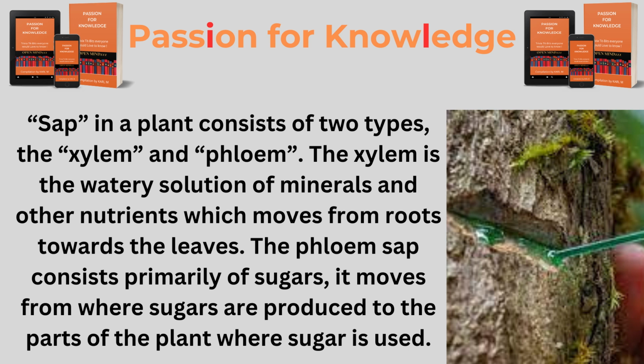Sap in a plant consists of two types, the xylem and phloem. The xylem is the watery solution of minerals and other nutrients which moves from roots towards the leaves. The phloem sap consists primarily of sugars. It moves from where sugars are produced to the parts of the plant where sugar is used.